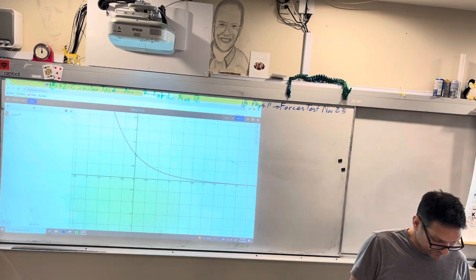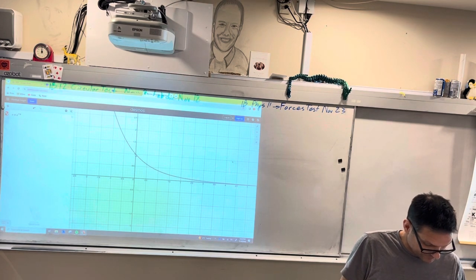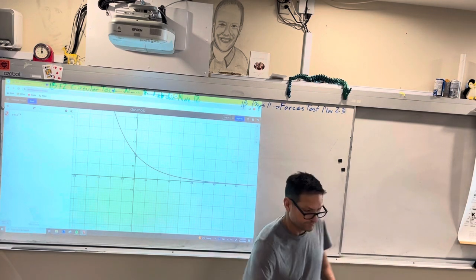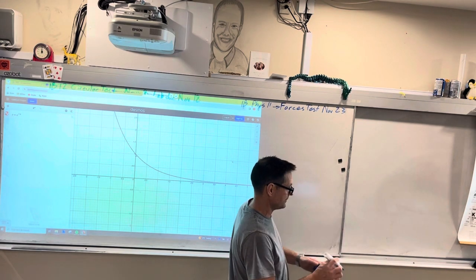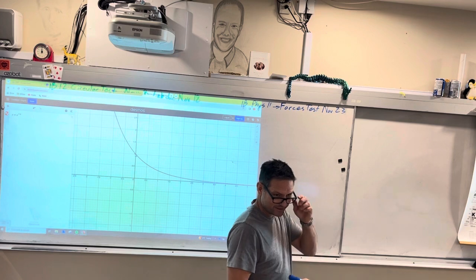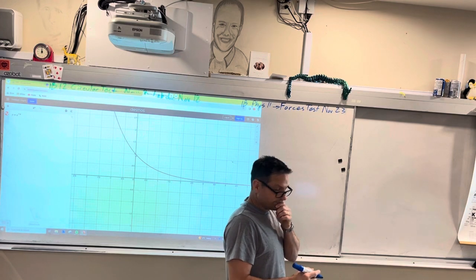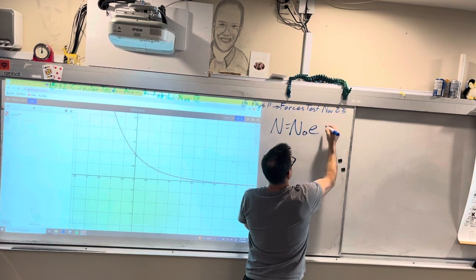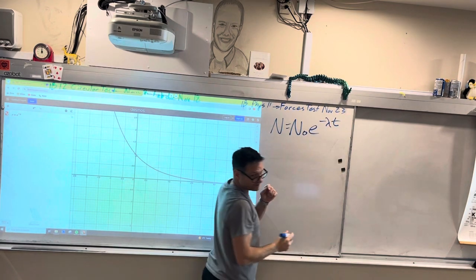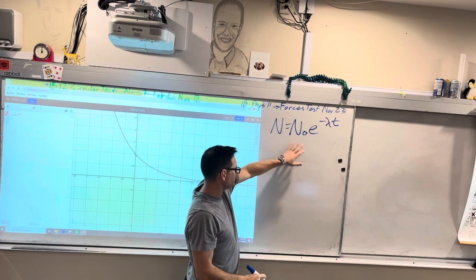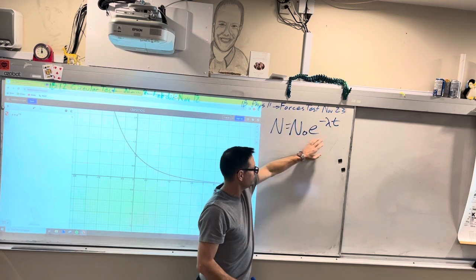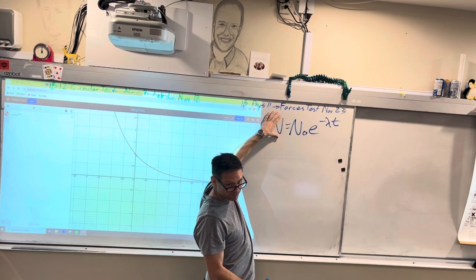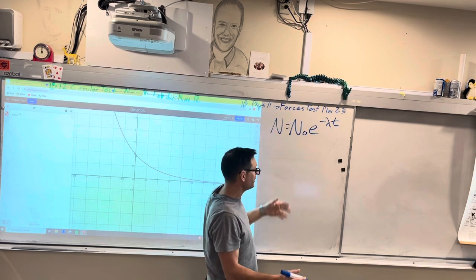Your half-life formula, maybe I should just draw this on the board. I'm trying to do an hour's worth of teaching in 5 minutes. So you have N equals N naught e to the negative lambda t, right? So if you can find the original number of nuclei and you know the time and the decay constant, you can find out how many nuclei you will have left. Okay?